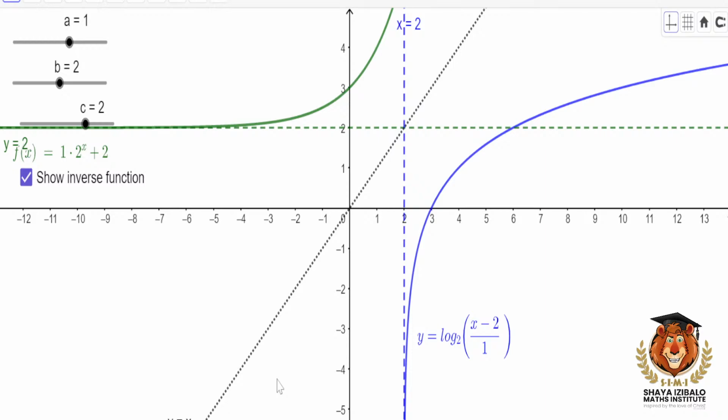It always will, because the domain of the exponential function is still x can be anything. So the range of the blue log function is y can be anything. The range of the green exponential function is y bigger than 2, and therefore the domain of the blue log function is x bigger than 2.